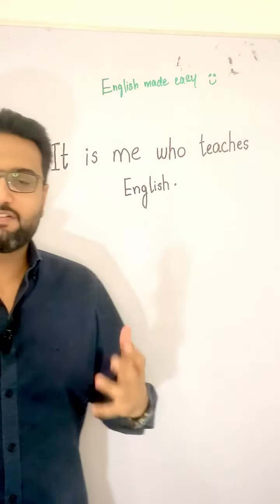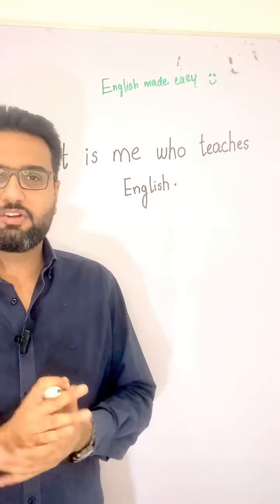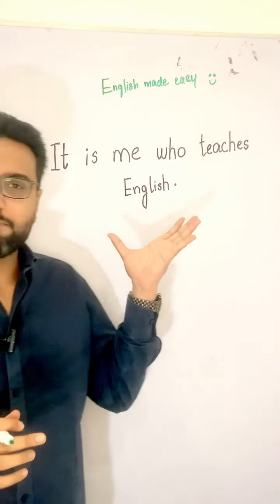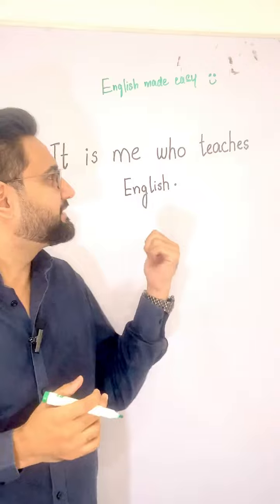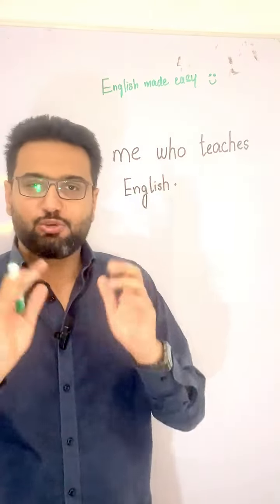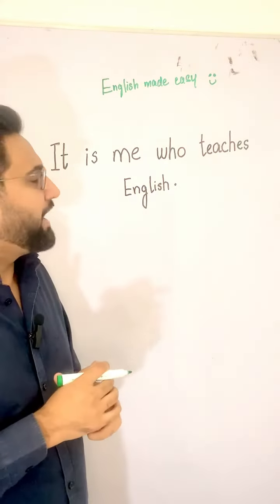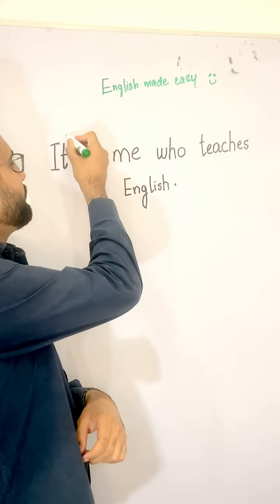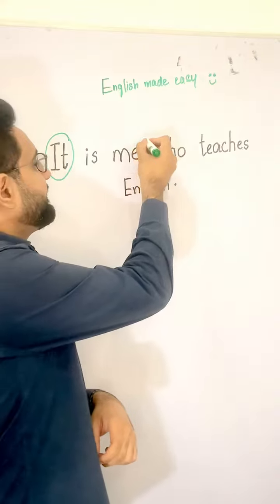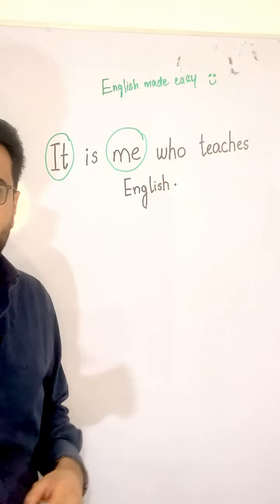Here we are with another sentence, a very common grammatical mistake that we make. It is me who teaches English. कुछ लोग को ये शायद ठीक भी लग रहा होगा, but this is grammatically incorrect. So let's find out how this is incorrect. So यहाँ पे, pronoun, we have two pronouns, it, and we have another pronoun, me, used here, right?